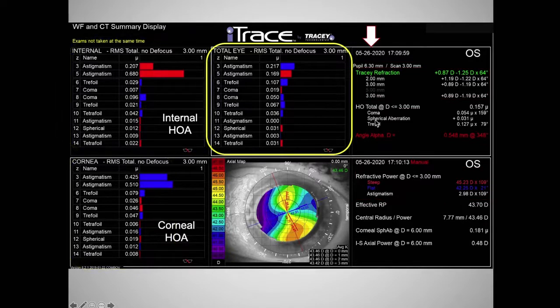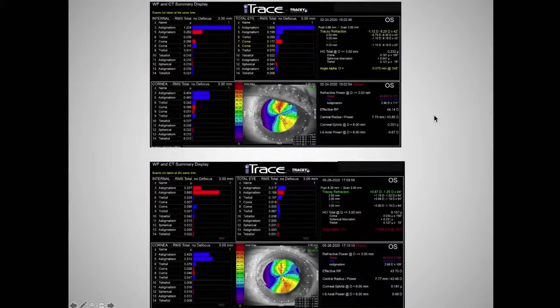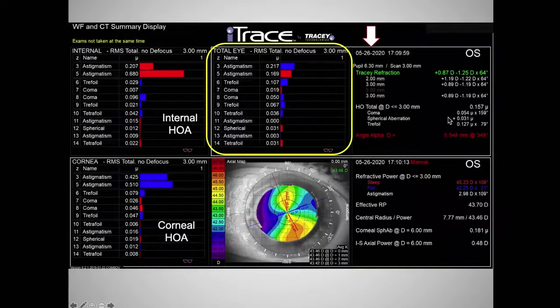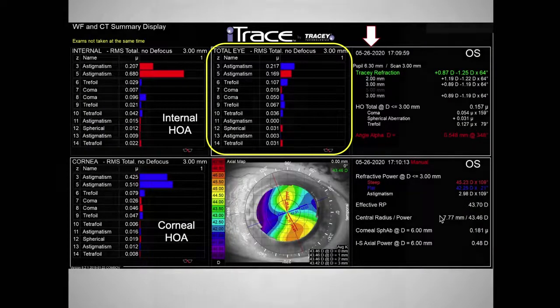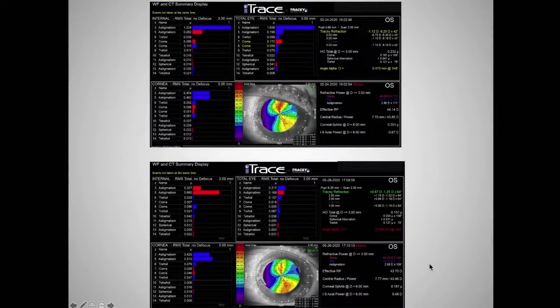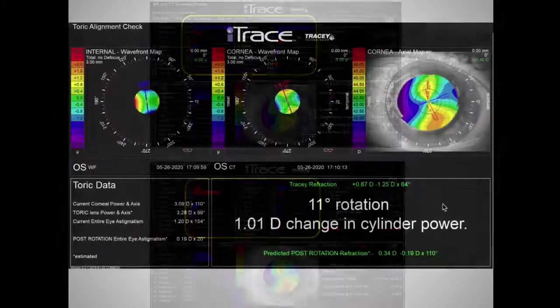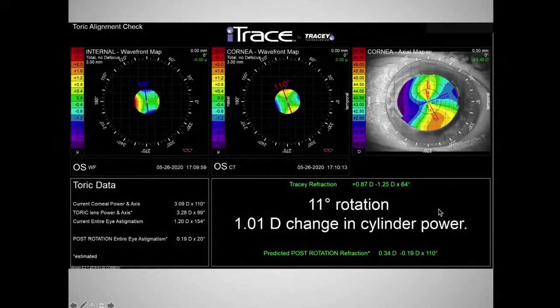There's the internal, and then there's the total. And this is just showing the two, pre-op on the top and post-op on the bottom. See, the cornea is very consistent, but obviously the higher order aberrations induced by the compression on the lens. And now using the toric IOL check, I can see that rotating it might change, but obviously we're not rotating it.